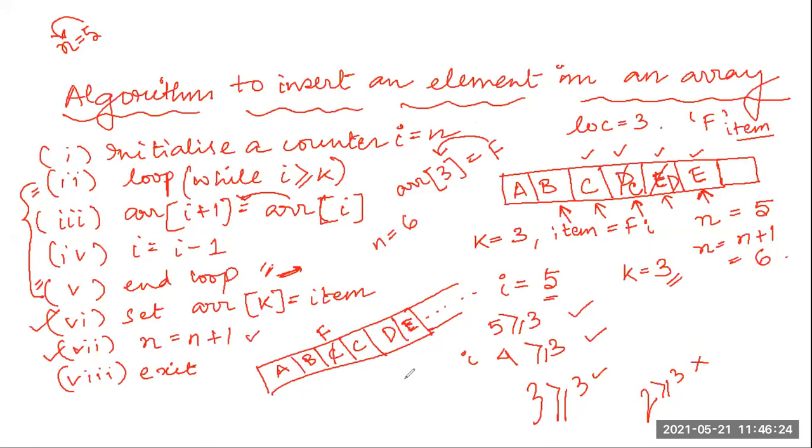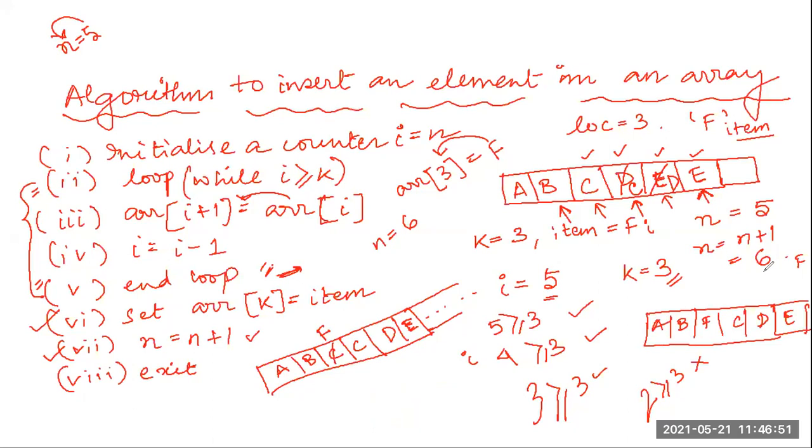So at the end of this entire algorithm I have an array that looks like this: A, B, F, C, D, E. So in location 3, I have inserted the item F.